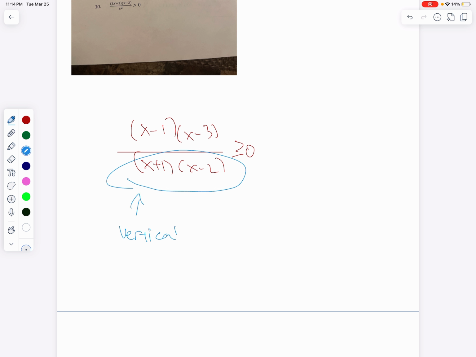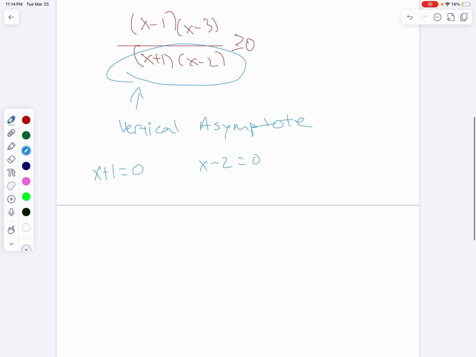When the denominator is equal to 0, it's undefined, and what occurs there is a vertical asymptote. So at x plus 1 equal to 0 and x minus 2 equals 0, we have a vertical asymptote, which means at x equals negative 1 and x equals 2, you have a vertical asymptote.